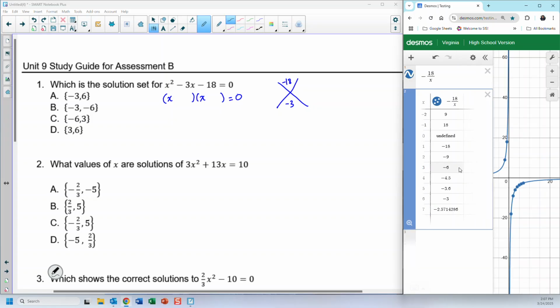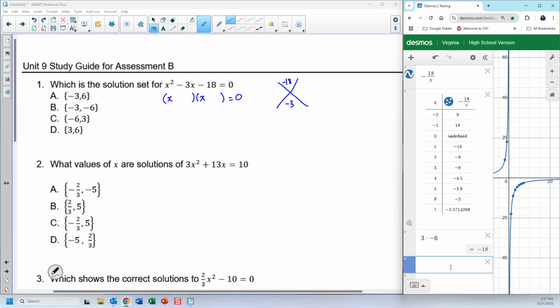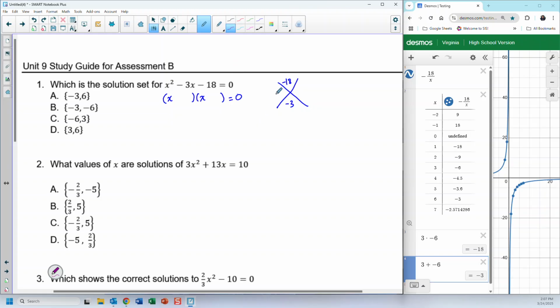So 3 and negative 6, I think that will work. Let's see, 3 times negative 6 gives me negative 18, and then 3 plus negative 6 gives me negative 3, which are my two numbers right here. So those are my numbers, positive 3 and negative 6. Those are my two numbers that will work. So I'm going to say x plus 3, and then x minus 6.